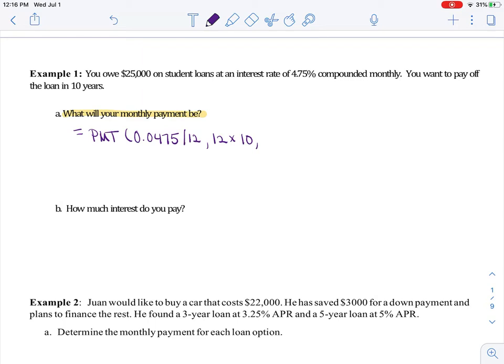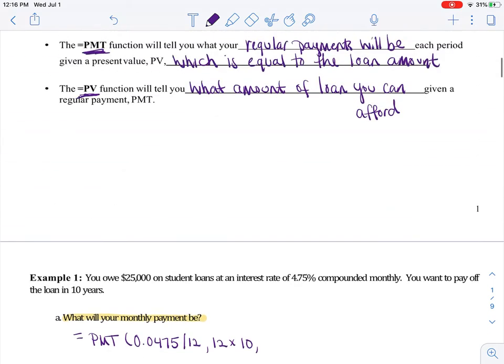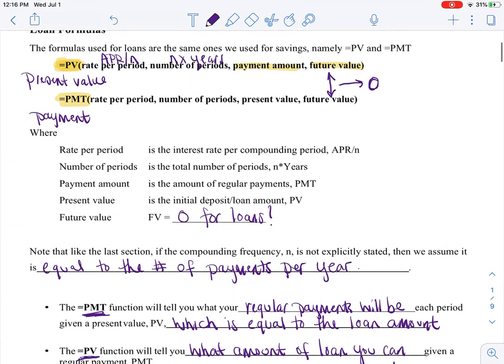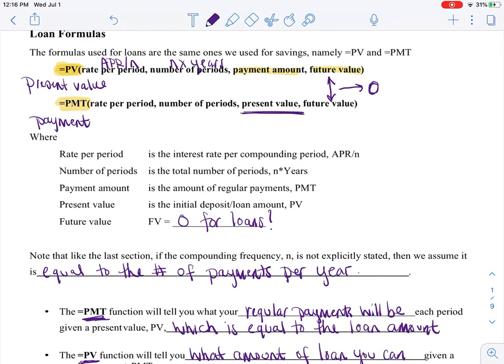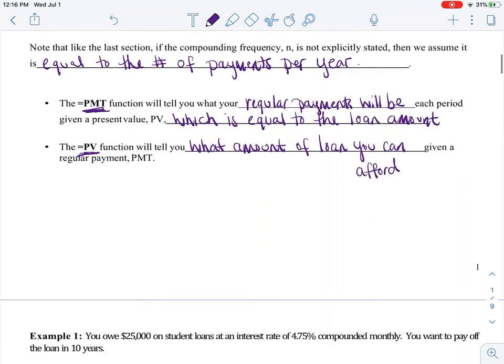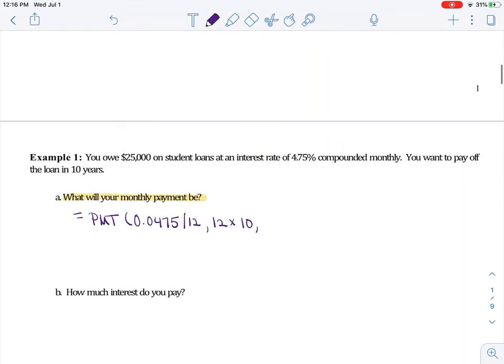And this is really important. You owe $25,000. And if you go back up here, remember, with our payment, that's our present value that comes next. So our present value, what we owe currently, is $25,000, but we want to get it down to 0.